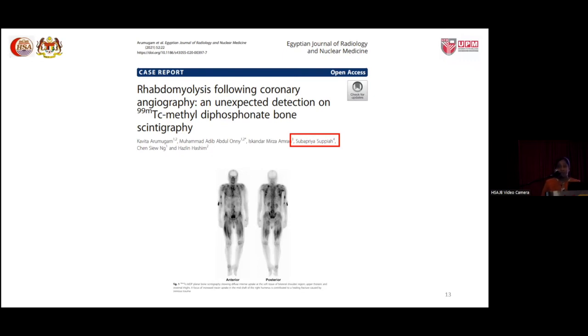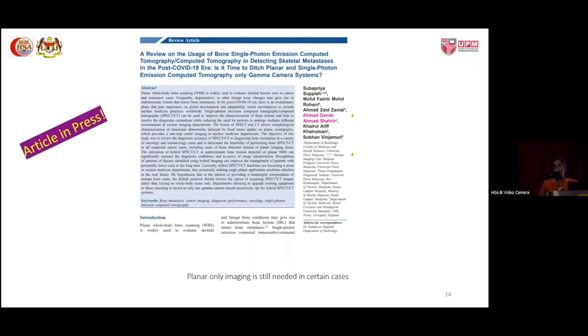If this patient was not referred by us identifying this acute condition, it would have been lethal. But with our identification of this, we referred, and the patient underwent hemodialysis to clean the toxin from the body. So we have to bear in mind, SPECT-CT helps us to localize where the pathology is actually coming from.